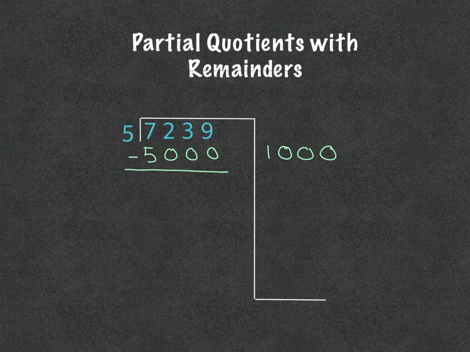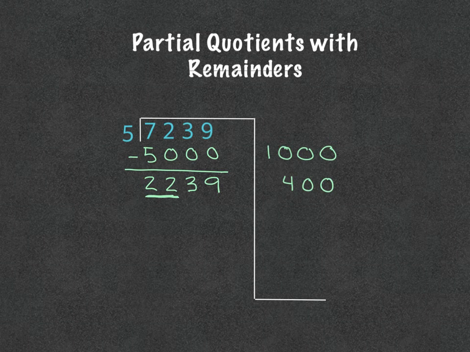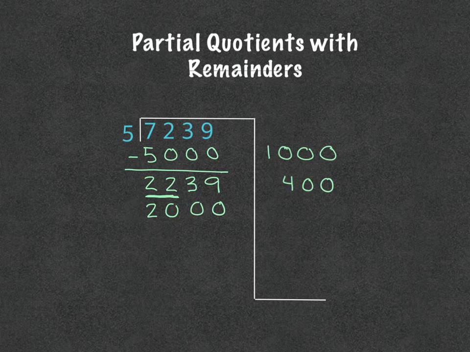Now my strategy is usually to try to get that largest place value out of the way, right? So now I have 2,239. I know that if I look at these front two numbers, 5 times 400 would be 2,000, right? Because 5 times 4 is 20, and then we have 2 zeros here in that 400. So then I can subtract, and I'm left with 239.